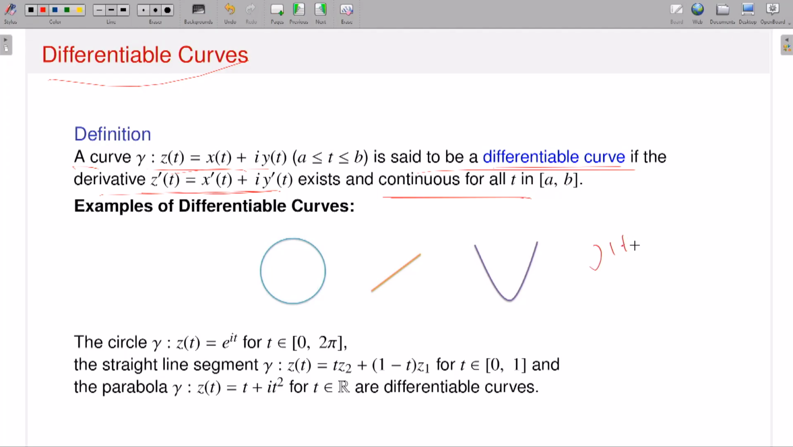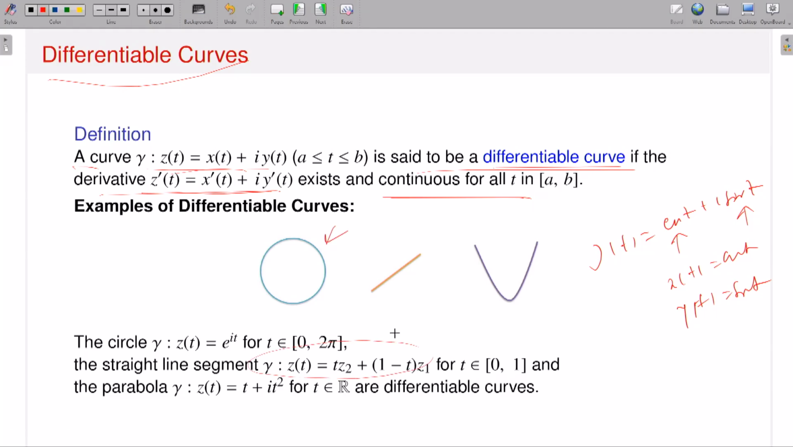Why? Because gamma(t), which is cosine t plus i sine t, so this is the component x(t) and y(t) according to my definition. This x(t) is cosine t, y(t) is sine t. And what are cosine t and sine t? These are trigonometric functions, infinitely many times differentiable. So the derivative exists and the derivative is also continuous. Therefore it satisfies the definition of a differentiable curve. So this circle is a differentiable curve.